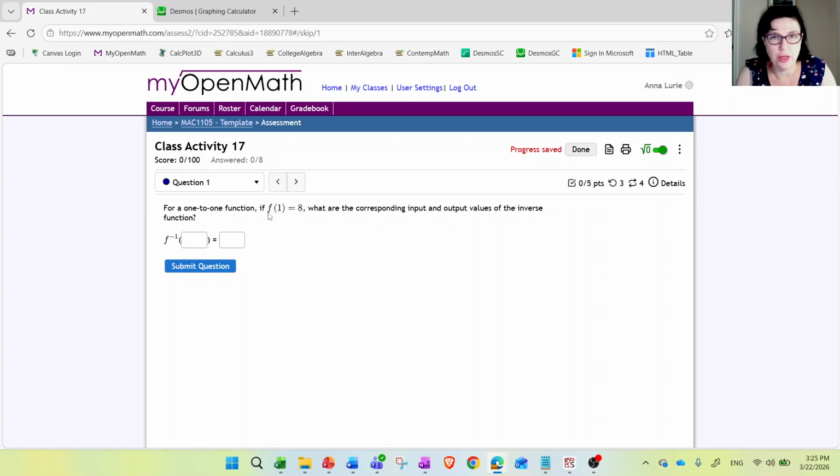So for example, if I know that f(1) is equal to 8, then what is going to be the inverse of 8? Well, that's just going to be 1. So we are switching x and y here.